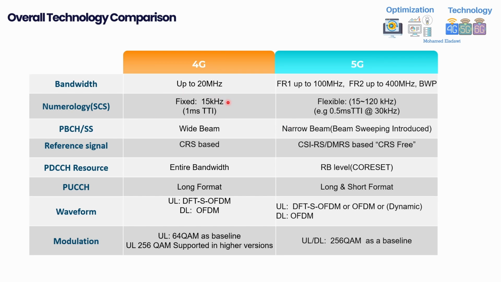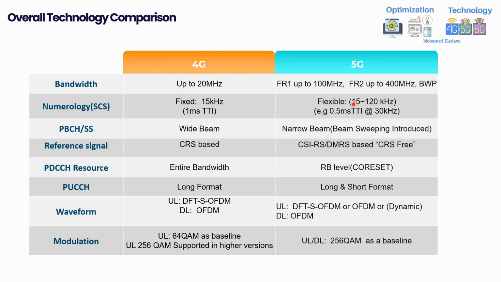First of all, the subcarrier spacing, if you remember, was fixed in 4G. It's 15 kilohertz all the time. It's fixed. It cannot be changed. And the transmission time interval was only 1 millisecond, and also fixed. Now actually it's different. Now we have flexibility in 5G.